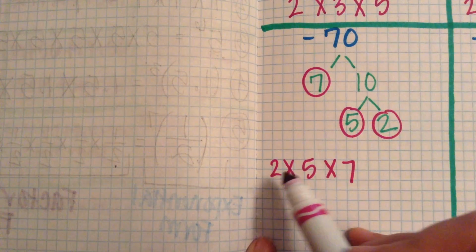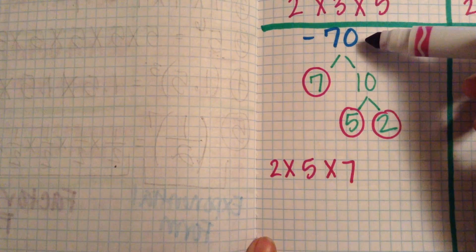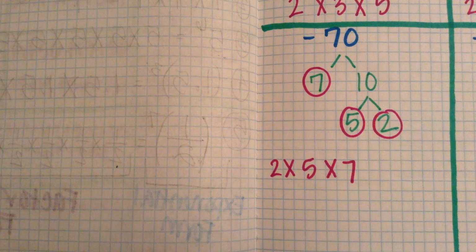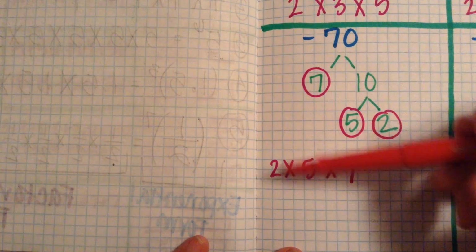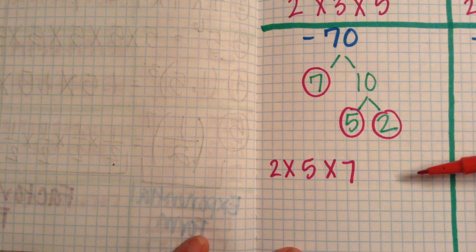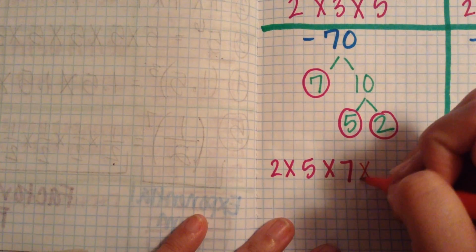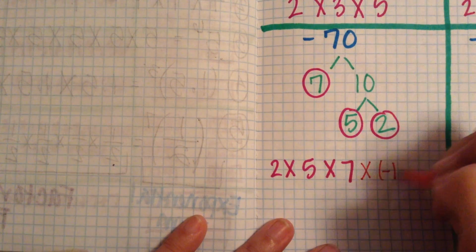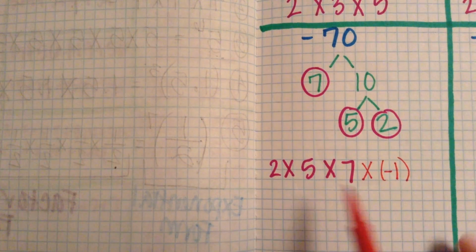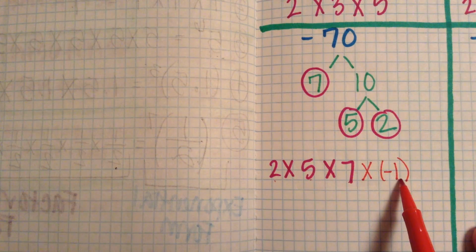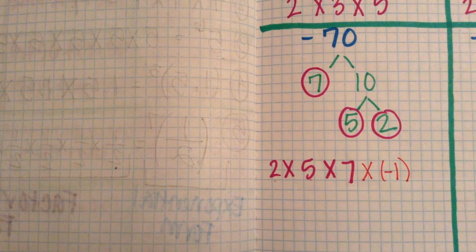So if I multiply 2 times 5 times 7, I'm going to get positive 70, but I don't want positive 70, I want negative 70. So I'm going to have to add an extra factor, okay? So I know that when I multiply a positive times a negative, my answer is negative. So I'm going to add times negative 1, okay? So if I multiply 2 times 5 times 7 times negative 1, then I get negative 70, okay?